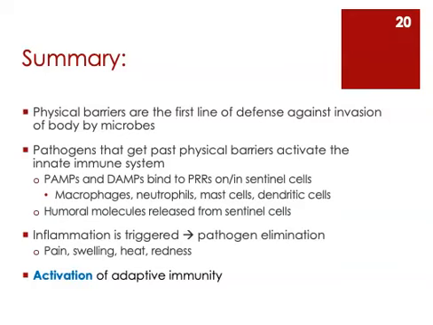Humoral chemicals are going to be released from our sentinel cells. Inflammation gets triggered, and it's the inflammatory response that's going to help kill and eliminate these pathogen microbes, these invaders. That inflammatory response is going to involve pain, swelling, heat, and redness. And it is this inflammatory response that will then go on to trigger the third system in our immune system, which is adaptive immunity.